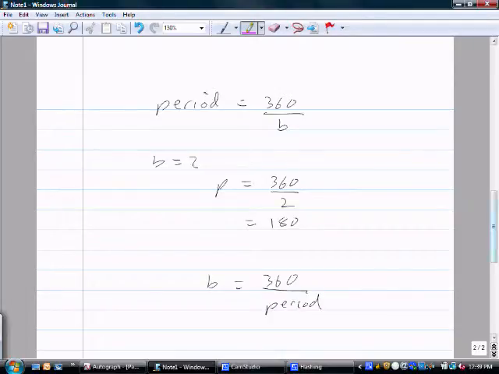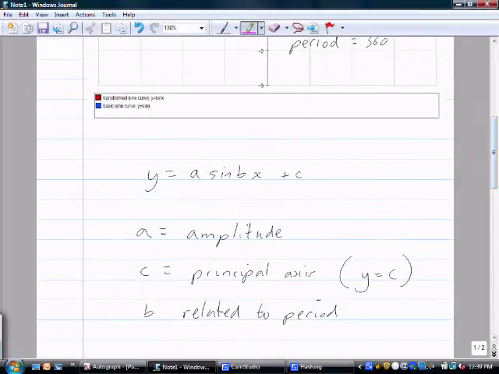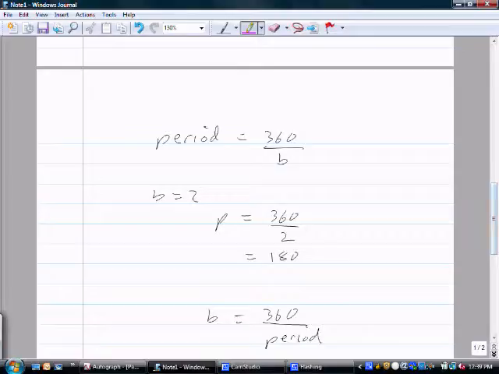Just to recap. For a sine function of this form, the coefficient is the amplitude. What you're adding or subtracting is a translation vertically, and the principal axis is y equals whatever this value is. And B is related to the period. The period is 360 divided by B. Or you can rearrange this, multiplying both sides by B and dividing by the period, you get B equals 360 divided by the period.